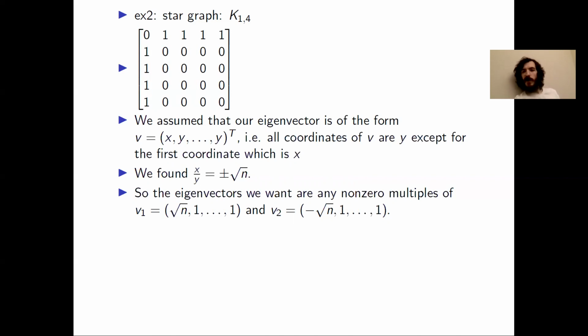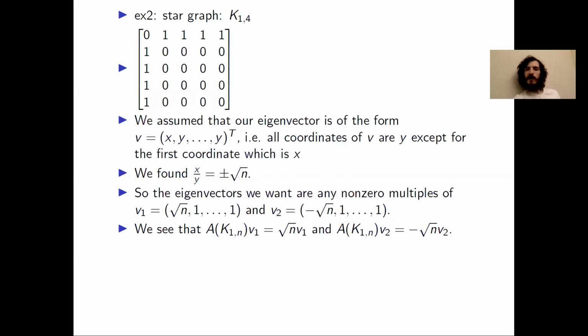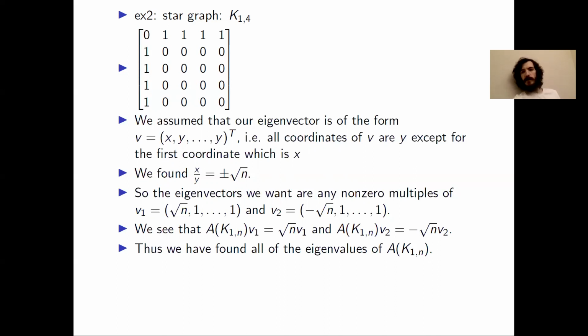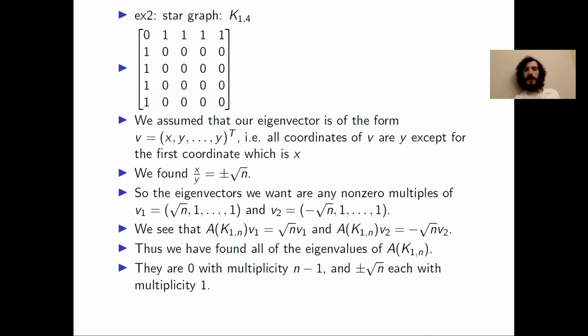And if we multiply the adjacency matrix times either of those vectors, the adjacency matrix times v1 just gives us the square root of n times v1. On the other hand, the adjacency matrix times v2 gives us negative square root of n times v2. So this tells us that we've found all of the eigenvalues of the adjacency matrix, because we only needed to find two more eigenvalues. We knew that all the other eigenvalues were 0, so we have found that the adjacency matrix has eigenvalue 0 with multiplicity n minus 1, and plus or minus the square root of n, each of those with multiplicity 1.